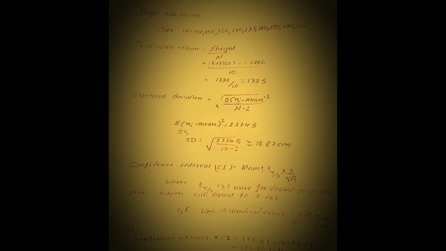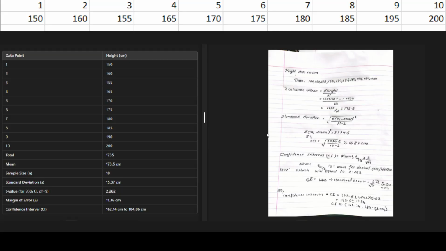To make this clearer, I have prepared a handwritten solution to walk through our real-world example. This will show the challenges we faced before the Bootstrap method was developed and why we needed a more flexible approach. Let's take a look at the height of our 10 students. First, we calculated the mean height, which is 173.5 cm. Now, to find the confidence interval, we need the standard deviation, which is approximately 15.87 cm.